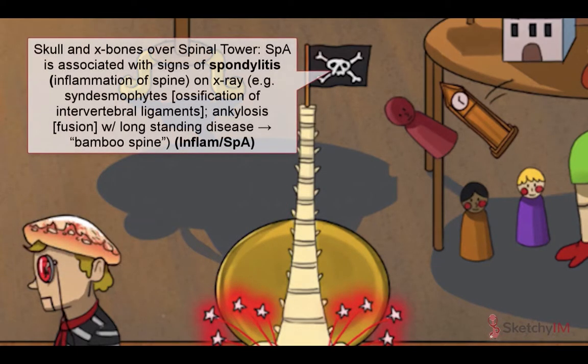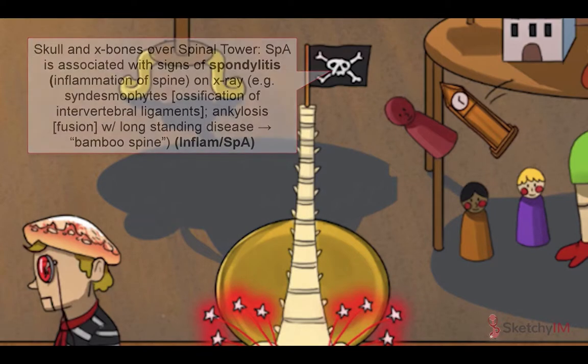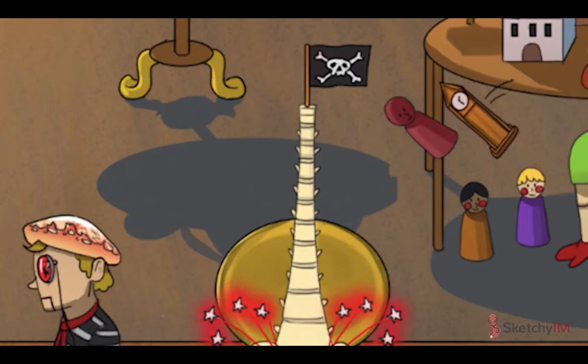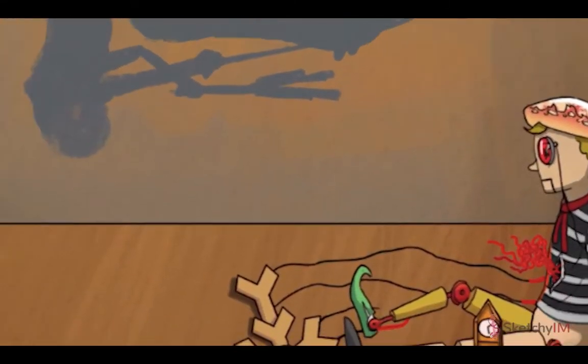Imaging of the spine is typically not used to make the diagnosis of spondyloarthritis, but in the case of severe symptoms or for monitoring diagnosed disease, imaging can be performed. Spondylitis, or inflammation of the spine, is also relatively specific for spondyloarthritis. Characteristic findings include syndesmophytes, which are signs of ossification of the intervertebral ligaments. With long-standing disease, ankylosis or fusion of the vertebrae can occur, resulting in the classic bamboo spine.